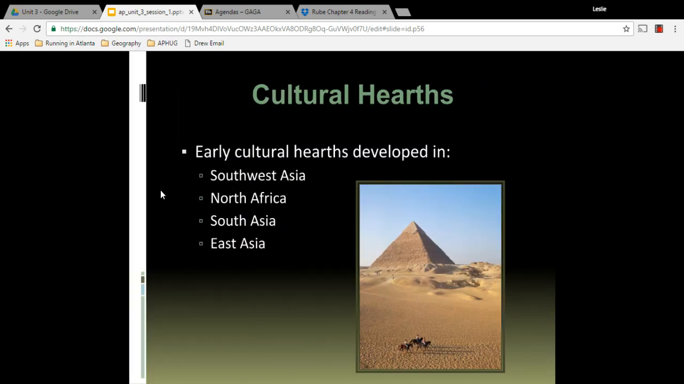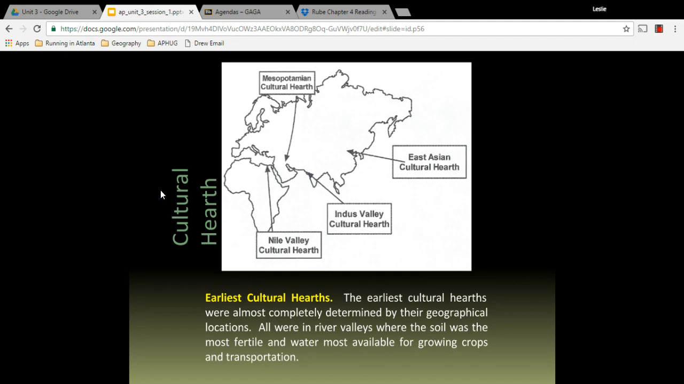Our early cultural hearths emerged after the Neolithic Revolution in Southwest Asia, North Africa, South Asia, and East Asia. Our earliest cultural hearths were almost completely determined by their geographical location, to the extent that they were located in river valleys. All of these civilizations were in river valleys where the soil was most fertile and water was most available for growing crops and transportation. So in northern Africa, we have the Egyptian civilization, which emerges around the Nile River.